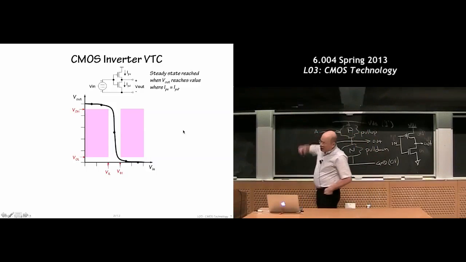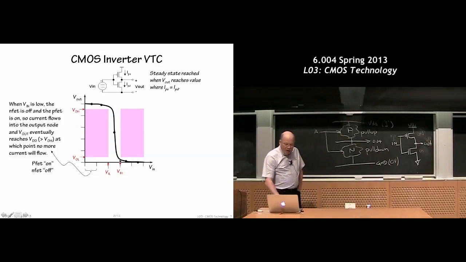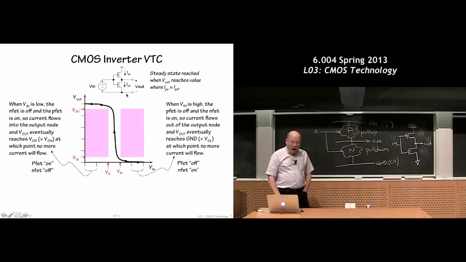Here's a picture of the VTC of a CMOS inverter. You can see that it does pretty well. It's very close to the ideal. It has a very large gain in the middle. We just went through this. When I put in a low input voltage, the output voltage is high because the pull-up is on and the pull-down is off. Similarly, when I put in a high input voltage, the pull-down, the N FET, is on, but the P FET is off, so I get a very low output voltage. And in the middle, I get this quick change.